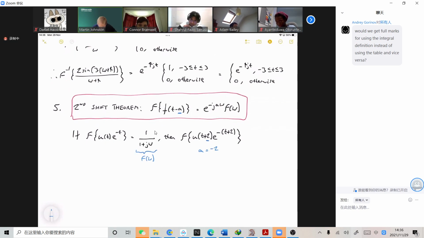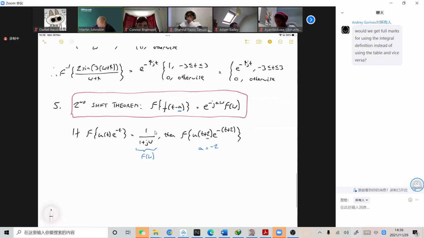And then simply applying the second shift theorem, the Fourier transform of u of t plus 2 e to minus t plus 2 will be equal to e to the minus 2j omega times 1 over 1 plus j omega. Okay, so we multiply e to minus 2j omega by F of omega.